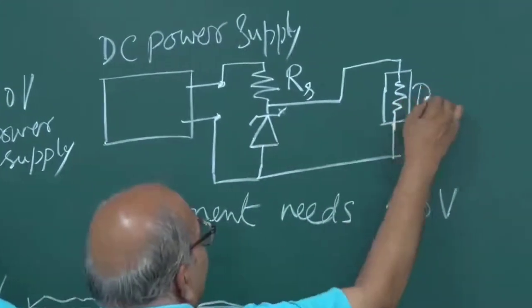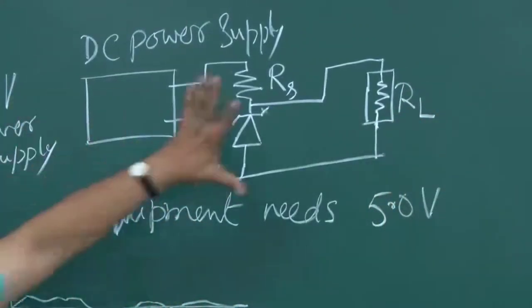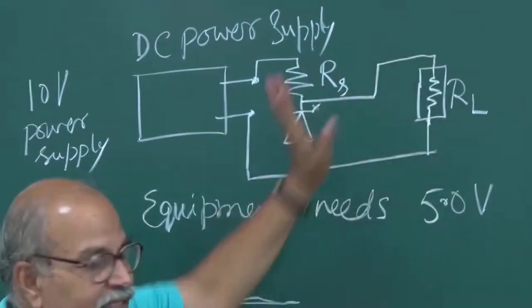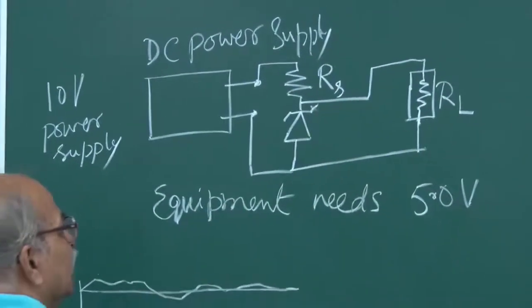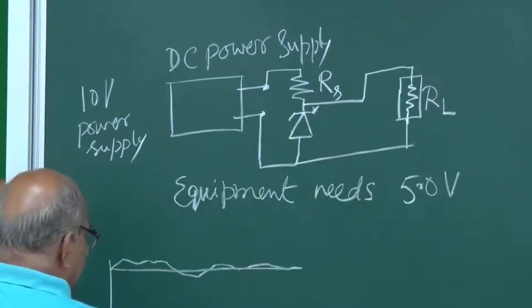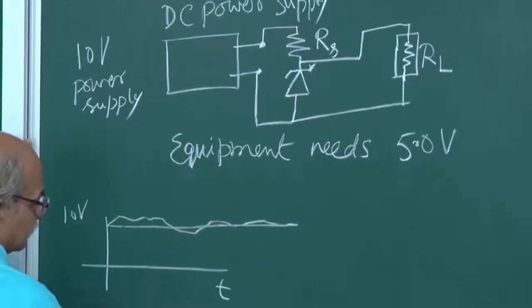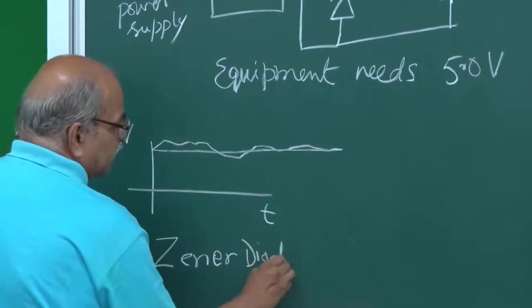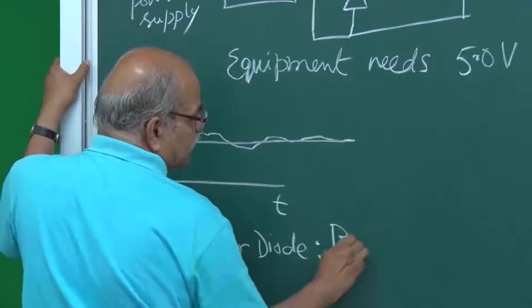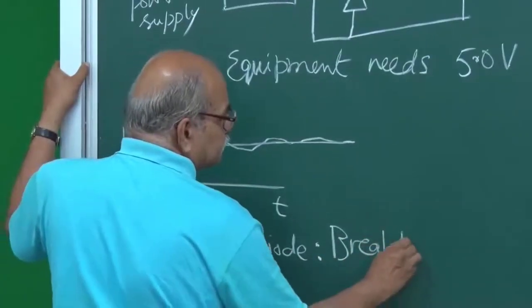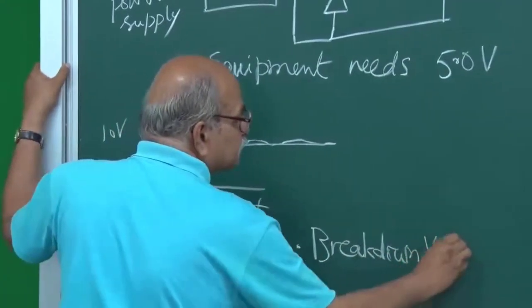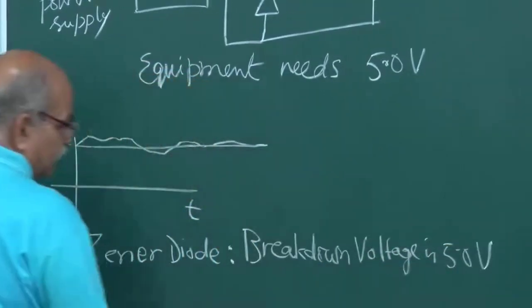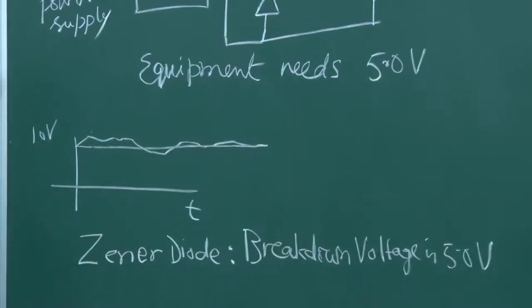So let me call this RL, load resistance. Suppose this is just a resistance, a load resistance. Whatever equipment is here is equivalent to a resistance. And this Zener diode which I am using, the specification is that the breakdown voltage is 5.0 volts.